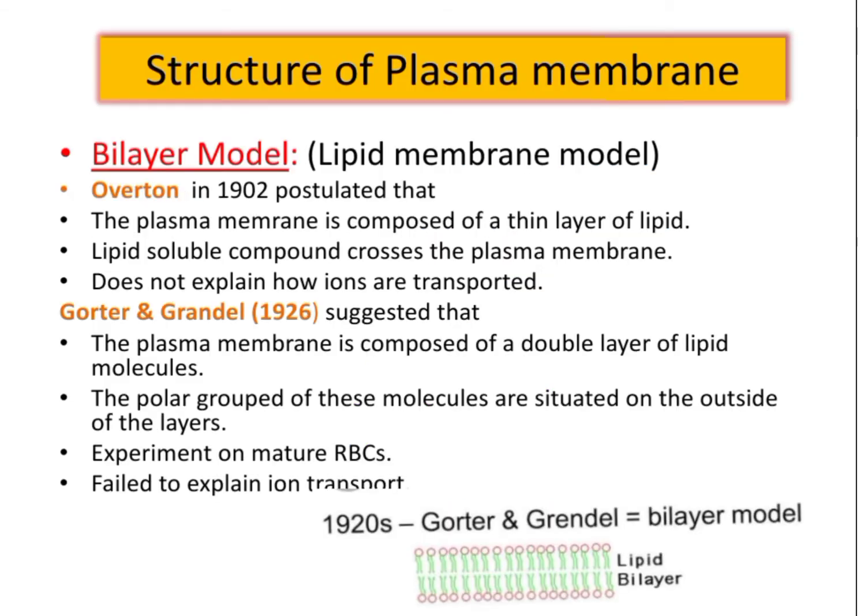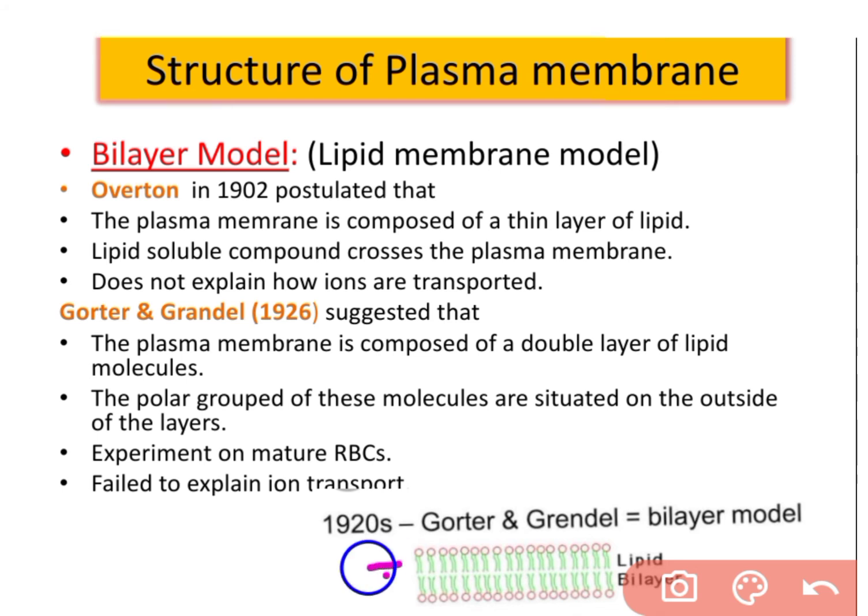Then structure of plasma membrane, bilayer model. It is also called the lipid membrane model. This model was postulated by Overton. In this model it is said that the plasma membrane is composed of a thin layer of lipid. This layer is called lipid bilayer, and lipid soluble compounds cross this layer, but this model does not explain how ions are transported.